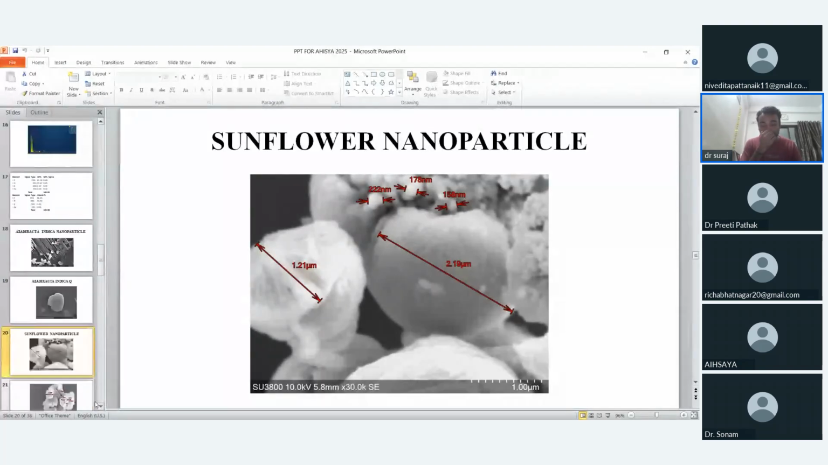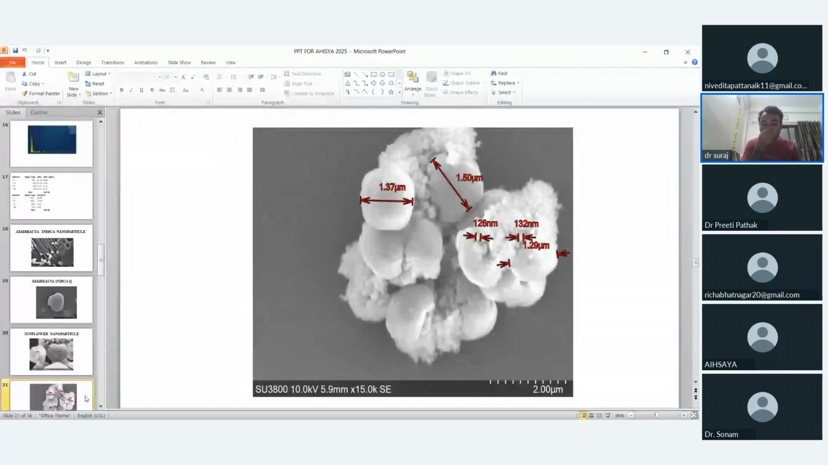Now this is sunflower nanoparticle, helianthus Q nanoparticle in 2 micron. So you can see this arrangement. In some patterns, you can see the regularity in their material, but in some you can see the irregularity. See, this is the regularity in the pattern, whereas in this form, this is just like an irregularity in the pattern. So this is the different pattern of arrangement of helianthus Q nanoparticle.